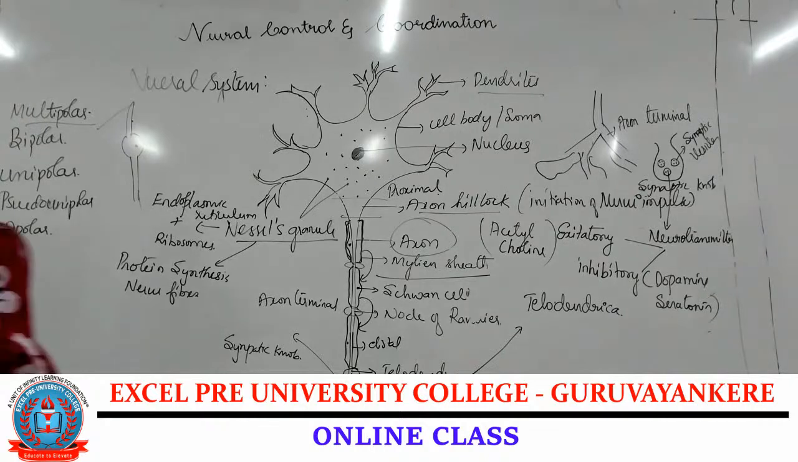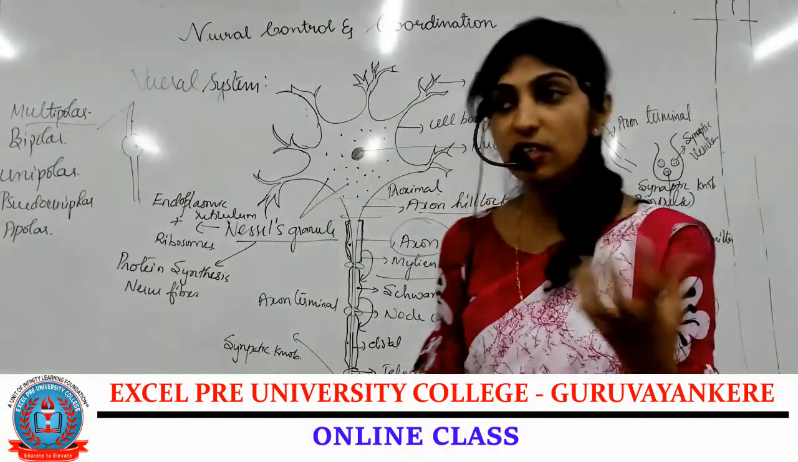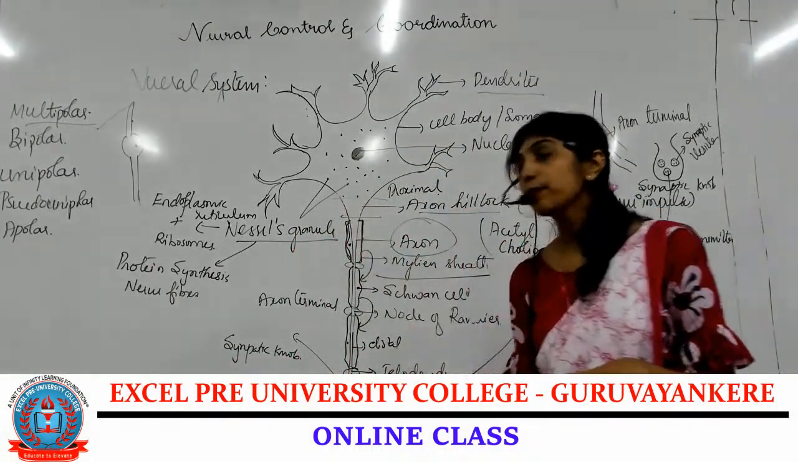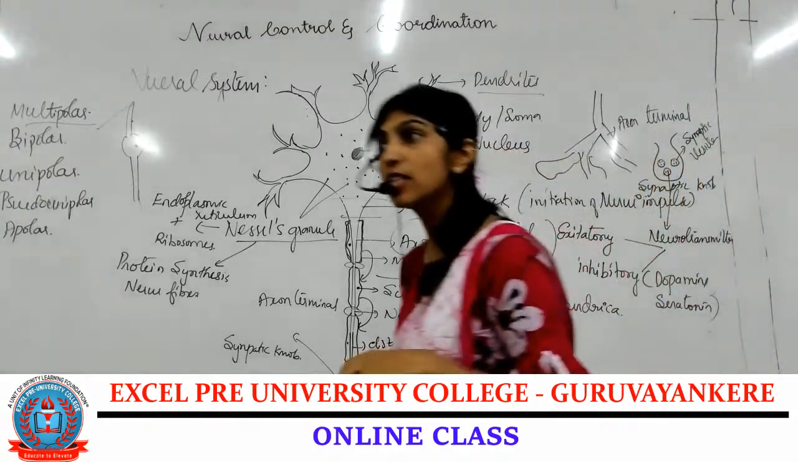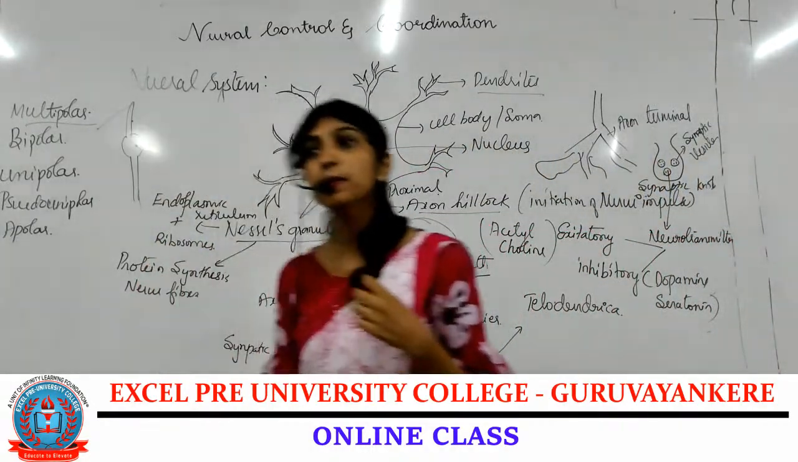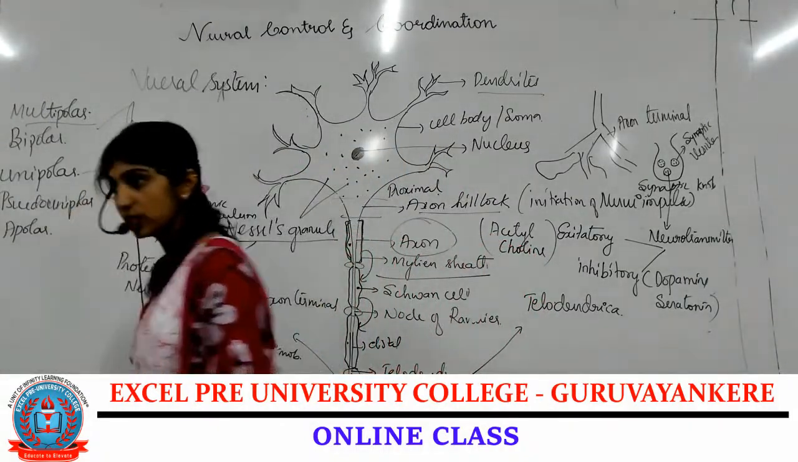What is multipolar? Many dendrites and one axon. And where is it present? In the cerebral cortex or spinal or the cranial nerves. Then we have bipolar with one dendrite and one axon. Where is it present? Retina or in the olfactory region.